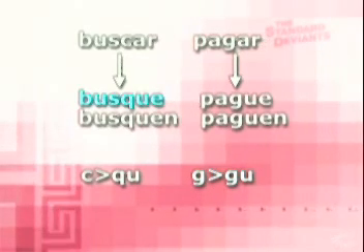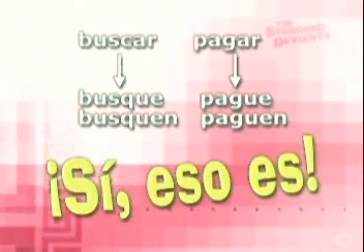Check out the verbs buscar and pagar. We can put them in their yo form, no problem. Busco and pago. But if we try to add an E or EN, the sounds of the C and G will change. Buse, paje, no. So in these cases, we make spelling changes to keep the sounds of the letters the same. We change the C into QU and the G into GU. Busque, pague, sí, eso es.